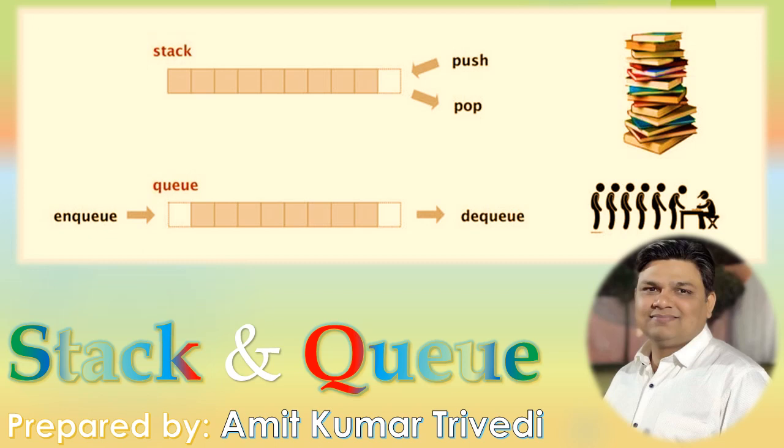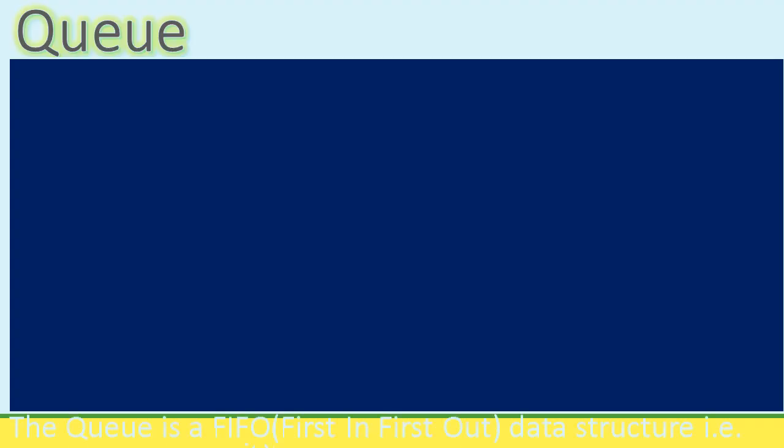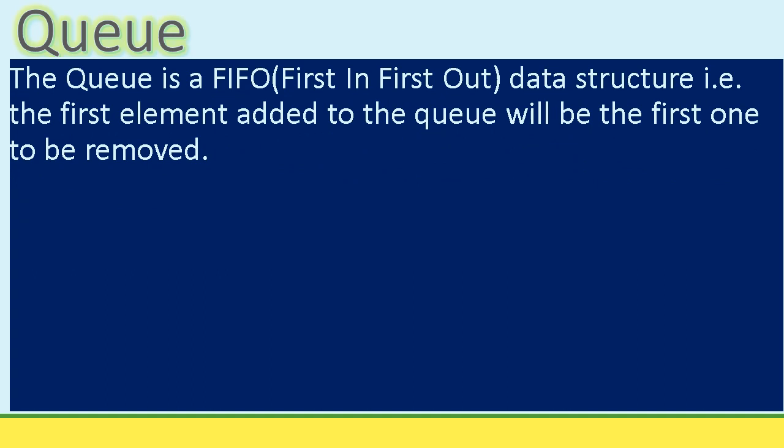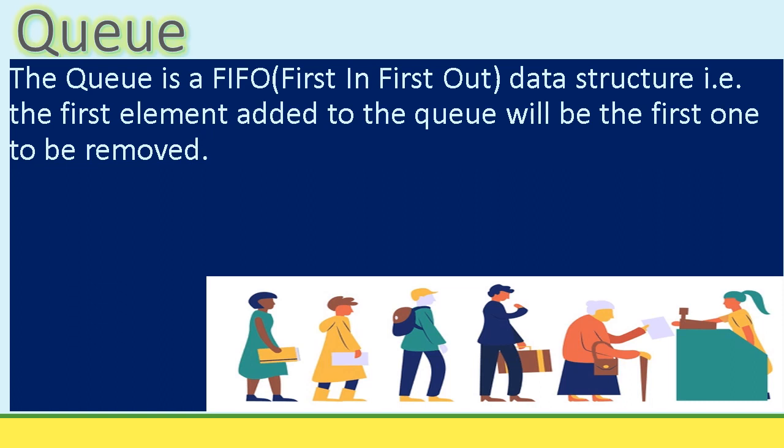Hello everyone. In this video I am going to explain another linear data structure, that is queue. A queue is a FIFO, first in first out data structure. That is, the first element added to the queue will be the first one to be removed. You can see many examples in real life; real life queues are simply an example of a queue.